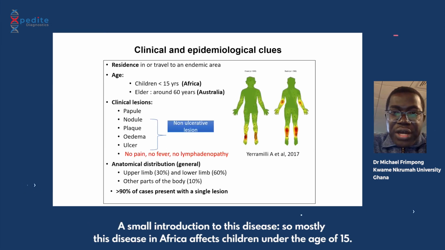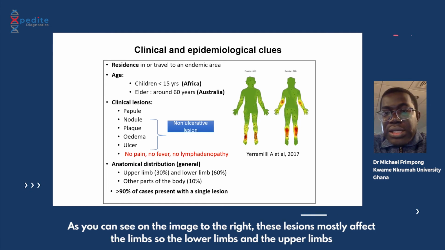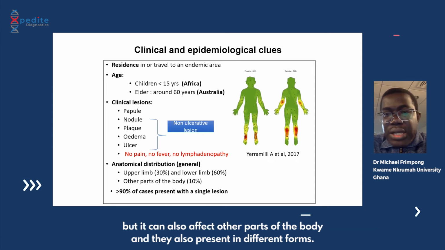By way of small introduction to this disease, mostly this disease in Africa affects children under the age of 15. Very recently, we've seen it to be very common in Australia also, but it's in the elderly population. But as you can see on the image to my right, these lesions mostly affect the limbs, so the lower limbs and the upper limbs, but it can also affect other parts of the body.